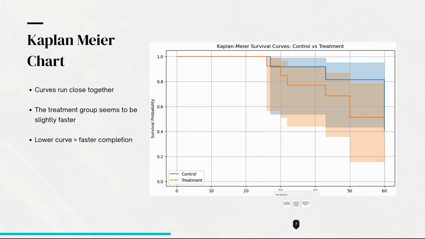This suggests that the treatment group may be completing tasks a bit faster compared to the control group. However, the curves run very close together, which indicates that the difference between the groups is relatively small.